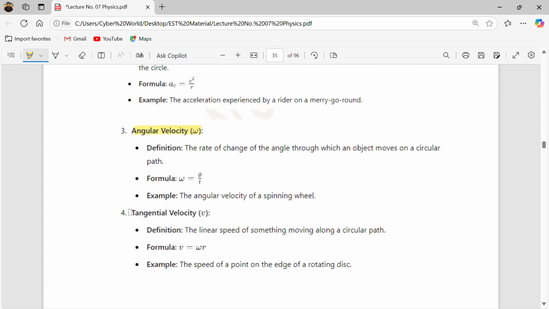Now, tangential velocity. What is tangential velocity? When a body is moving in a circle, there is always a tangential point which is normal to that point. It is the linear speed of something moving in a circular path. So if a body is moving in circular motion having angular velocity, the linear speed of something moving in a circular path is known as the tangential velocity, and its formula is v equals r omega. What is tangential velocity? v equals r omega. Very important formula. The speed of a point on the edge of a rolling disc is an example.